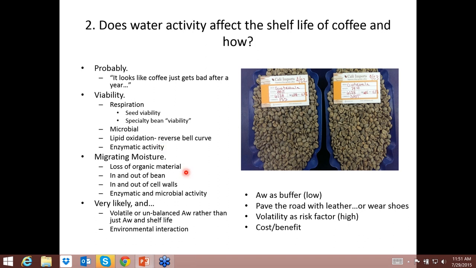Now, we have viability. We've talked about this a little bit. Viability in terms of a seed. See, that's a common phrase. Is the seed viable? Yeah. What's the percentage rating? Okay. But it's also related to, is this viable as a specialty coffee, i.e., is it an alive coffee?